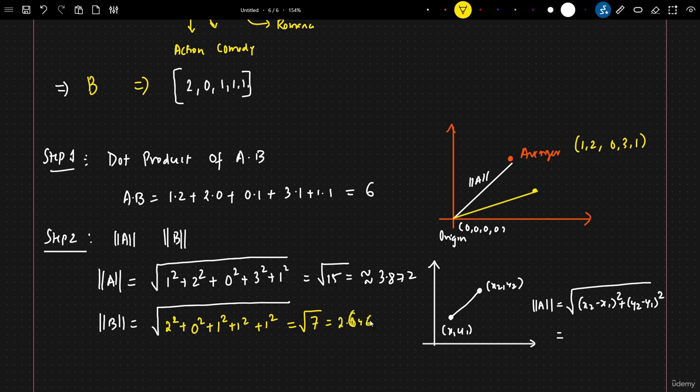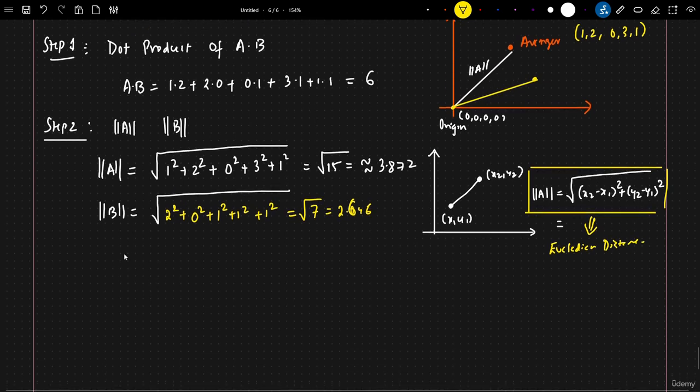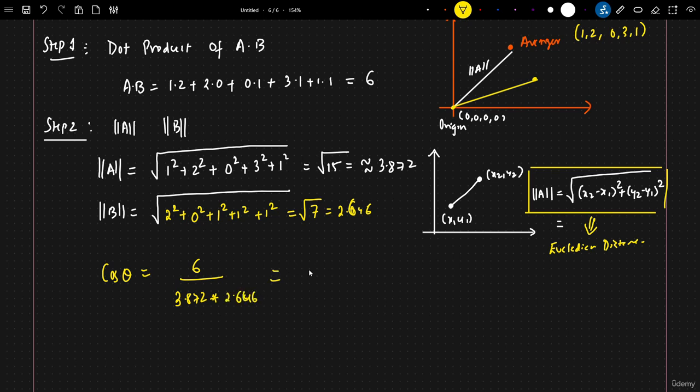So this is what is called Euclidean distance. How do you calculate the magnitude, the distance of a vector from the origin or from any point represented in 2 dimensions or 3 dimensions? We specifically use this generic formula, and it is called Euclidean distance. Now once I have computed all of this, I will finally compute cos theta, which is 6 divided by 3.872 multiplied by 2.646, and the final output will be approximately equal to 0.586.